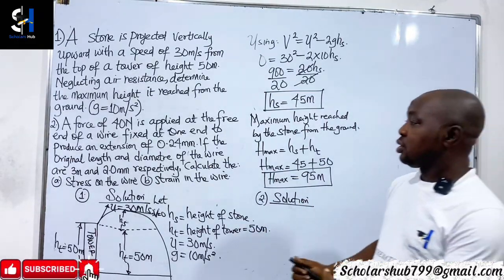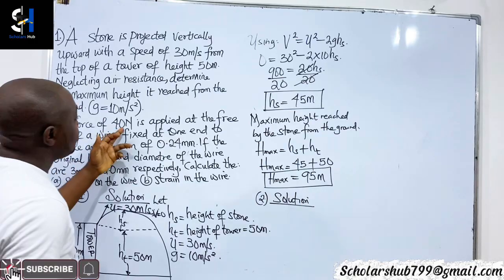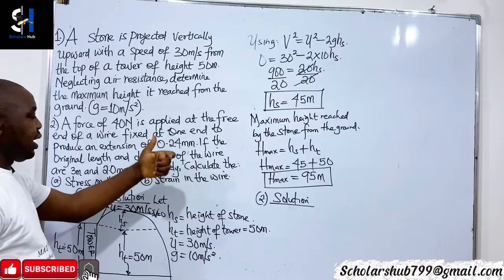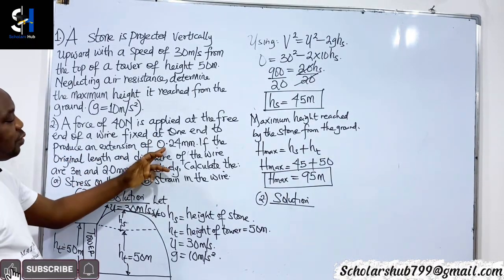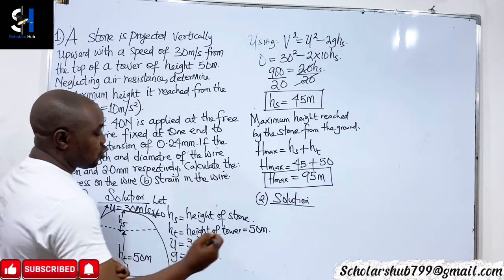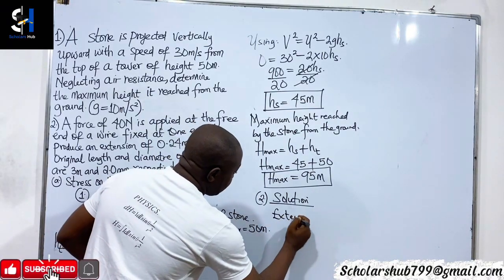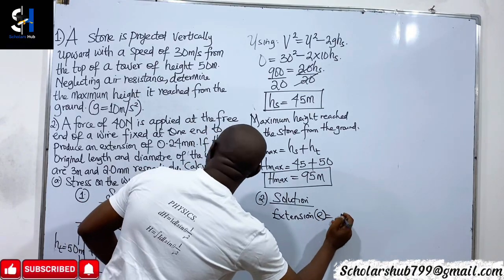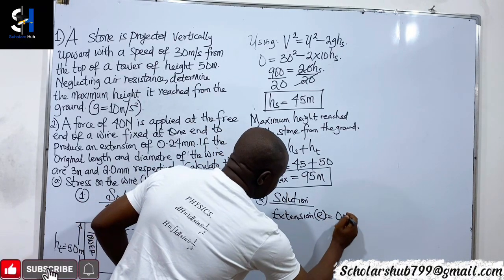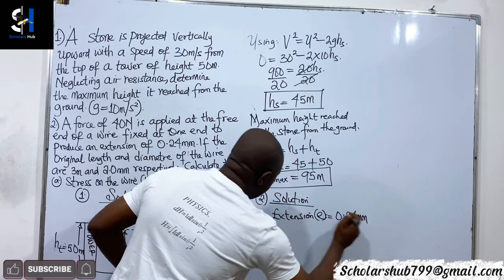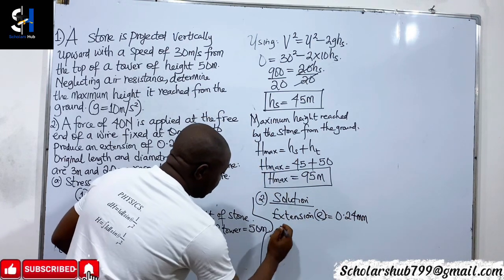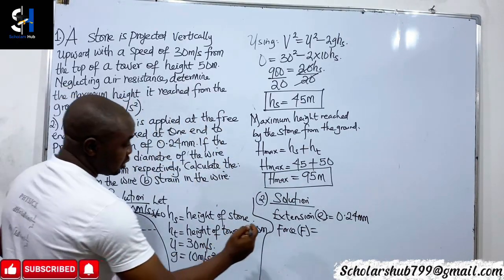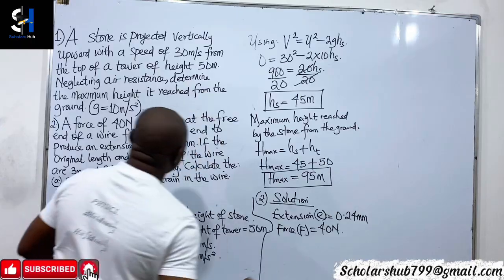But in this case, of course, we have a force of 40 Newton applied at the free end of a wire fixed at one end to produce an extension of 0.24 millimeters. So let me write extension. We have extension, which is e, to be 0.24 millimeters. Then we're also given the force of 40 Newton.